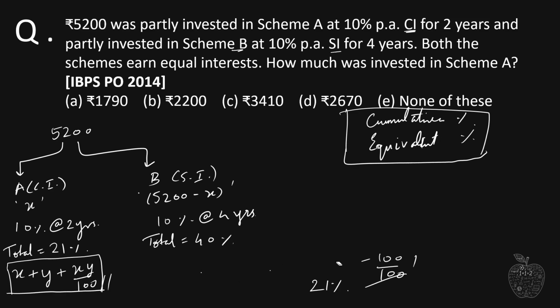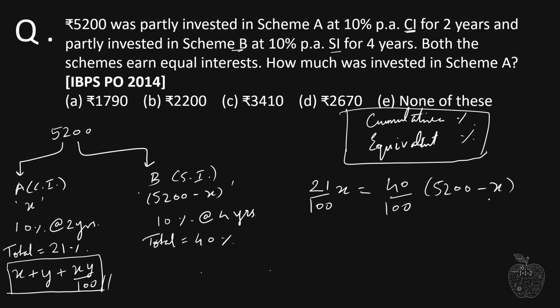Just remember that to calculate the total interest in a compounding interest scheme, we use the formula for cumulative percent, which is x plus y plus xy by 100. Don't get confused here. Now the question is telling us both the schemes earn equal interest. That means the interest earned in this, which is total interest, is 21% of the principal, which we assumed as X. This is equal to the interest that is earned here, which is 40% of the principal, which is 5200 minus X. These are equal.